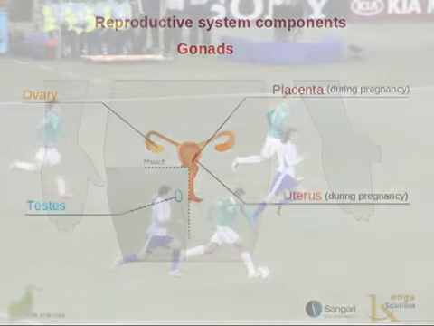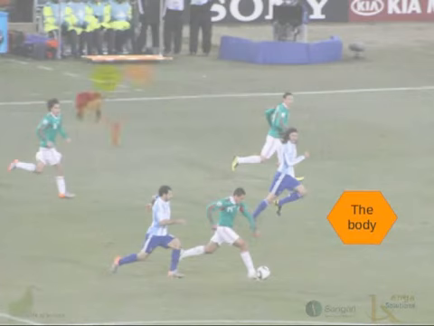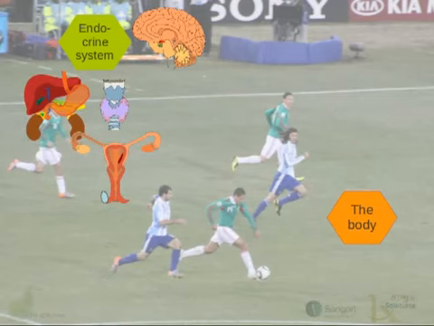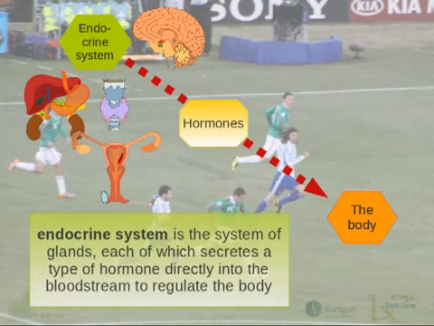Now let's go back to our soccer team. The players, our body, the endocrine system coach communicates with the body, making use of chemical substances called hormones. The endocrine system is thus the system of glands, each of which secretes a type of hormone directly into the bloodstream to regulate the body.